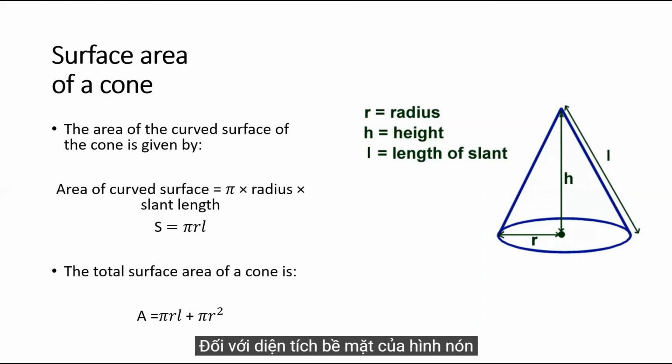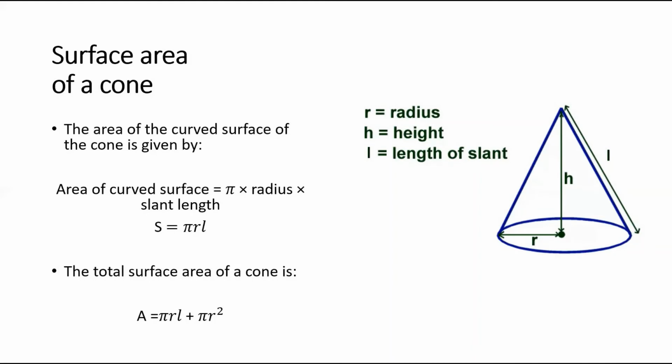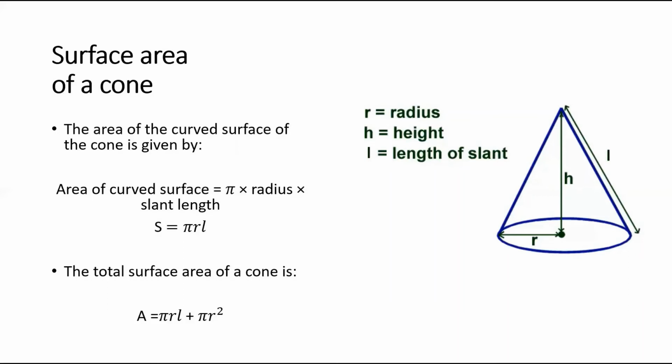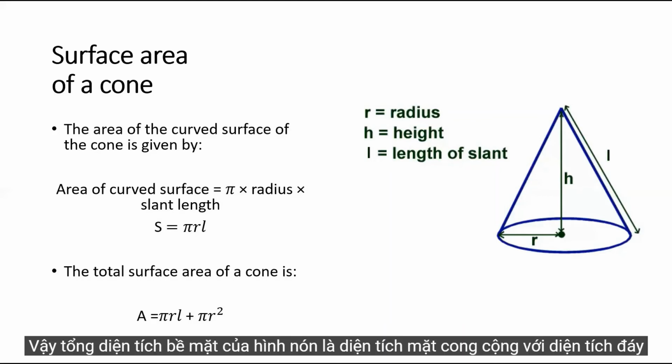With surface area of a cone, the area of the curved surface is given by pi times radius times slant height. So the total surface area of a cone is the area of the curved surface plus the area of the base.